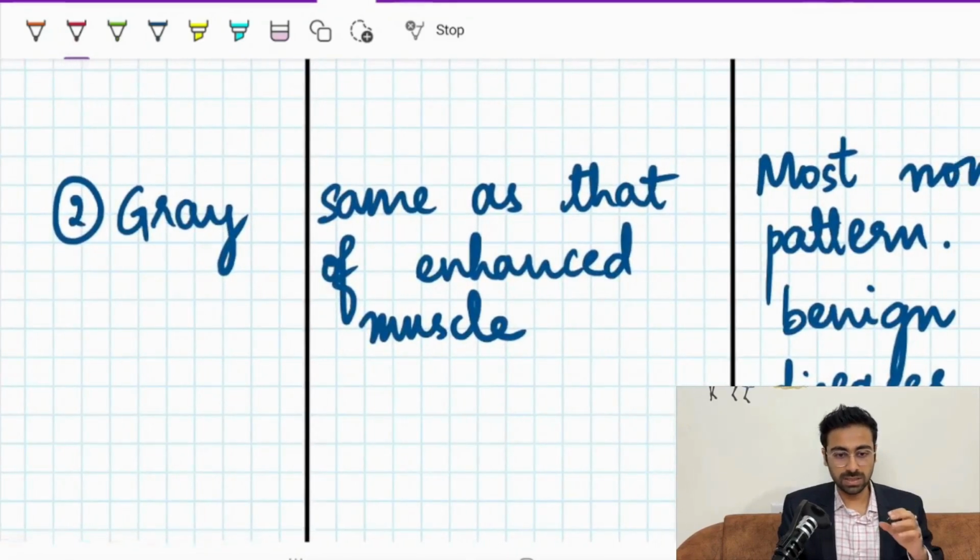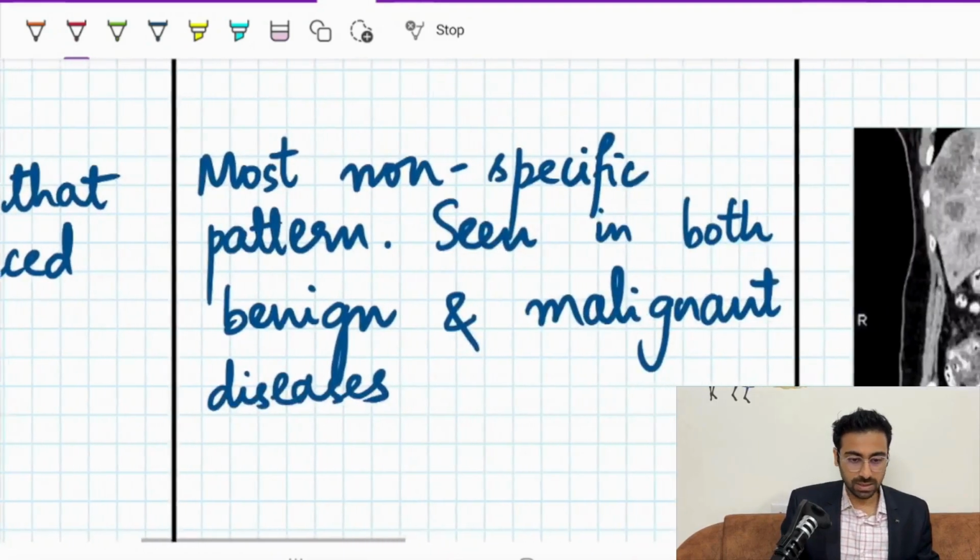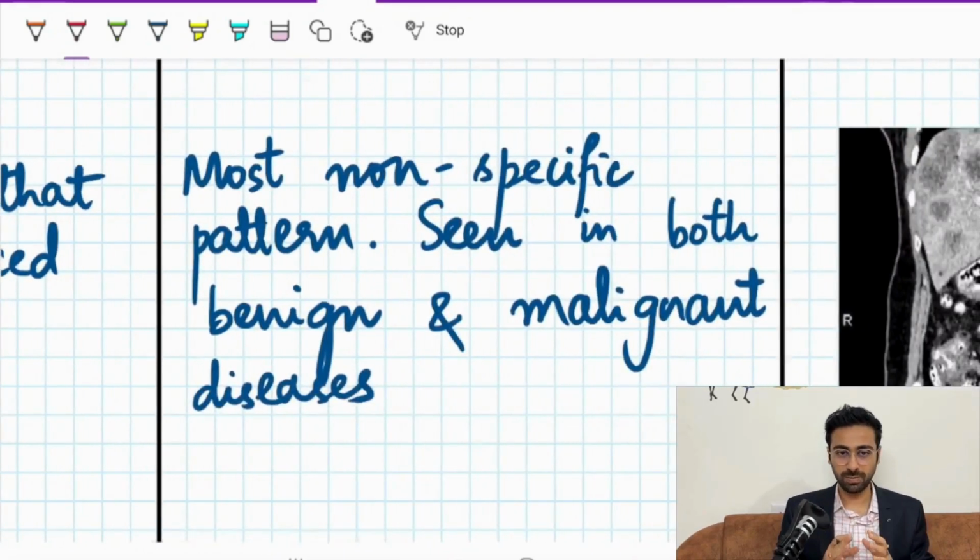Now this is described when the bowel wall enhancement is similar to that of the enhanced skeletal muscle. Commonly we use the psoas, but if that is not available in the section, you can use external oblique, internal oblique or latissimus dorsi muscles for your comparison as well. Now this is considered as the most non-specific type of bowel wall enhancement. It can be seen in both benign, inflammatory as well as malignant type of bowel wall thickening or strictures.